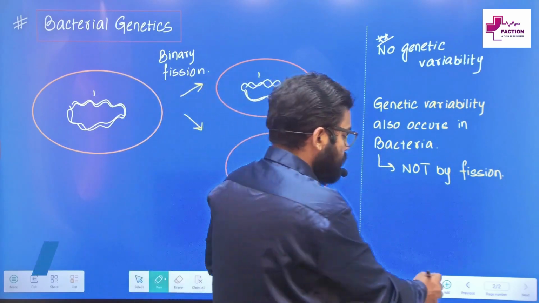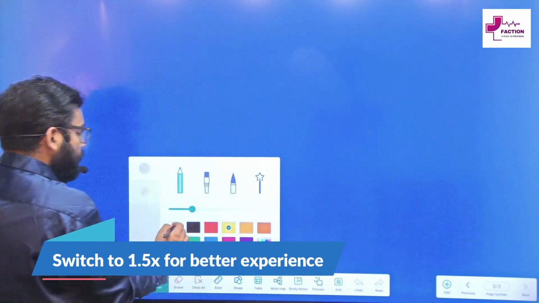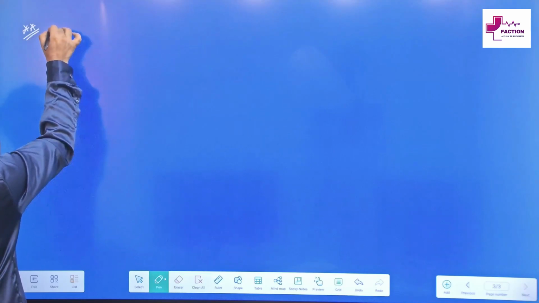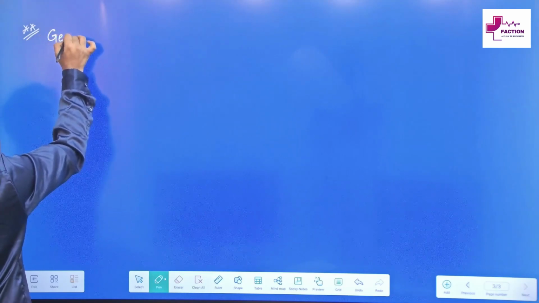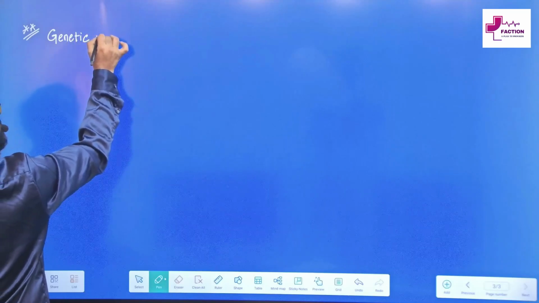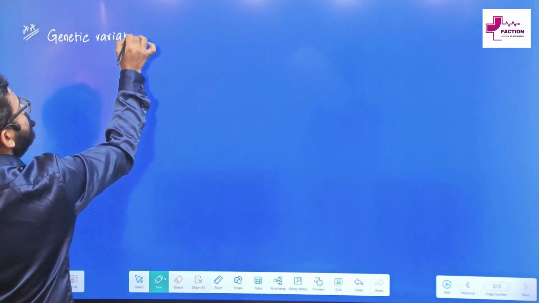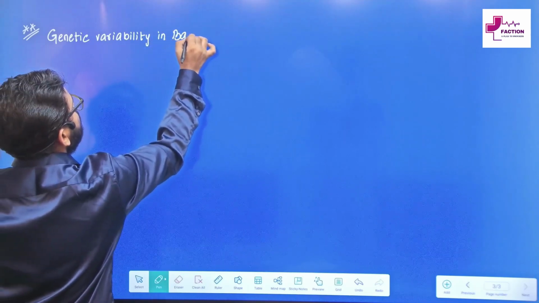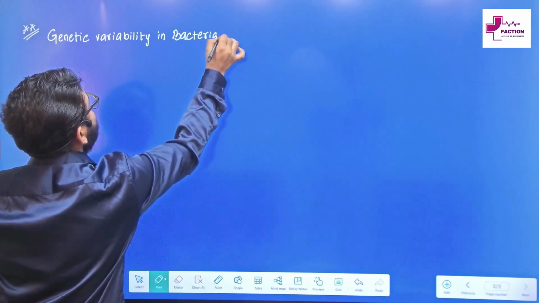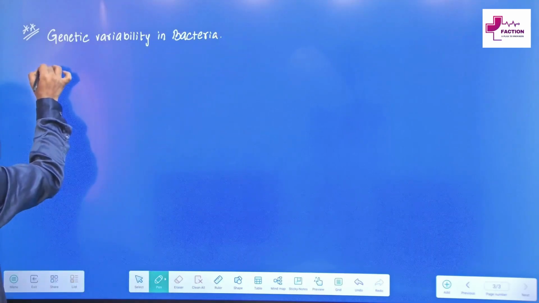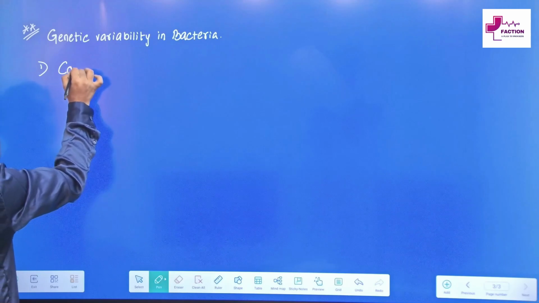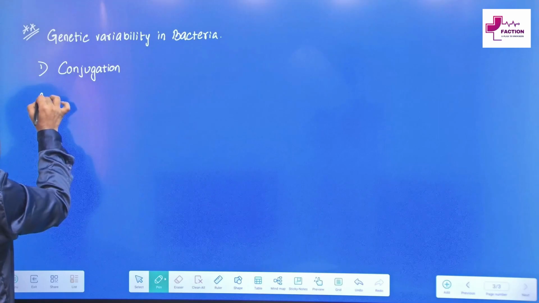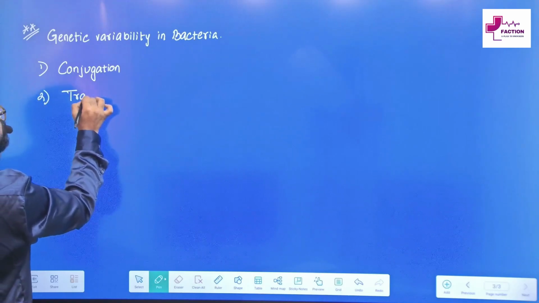So what would this process be called? Actually there are four processes by which bacteria can show genetic variability. Genetic variability in bacteria can simply take place by four processes. The first is what we call conjugation. The second is known as transformation.